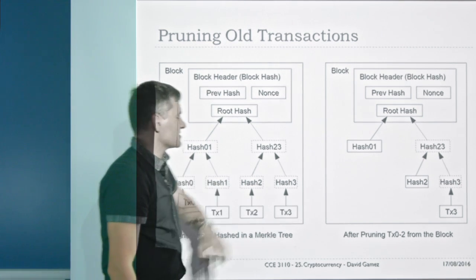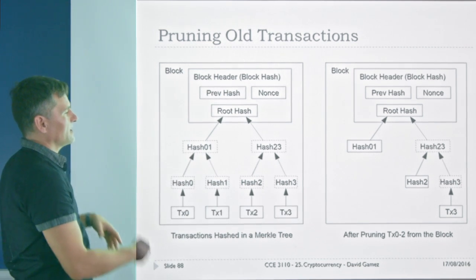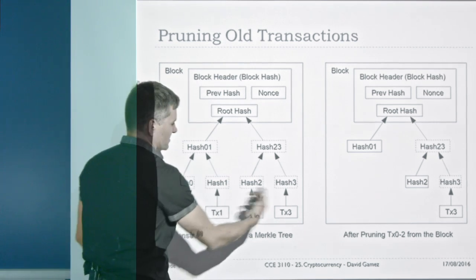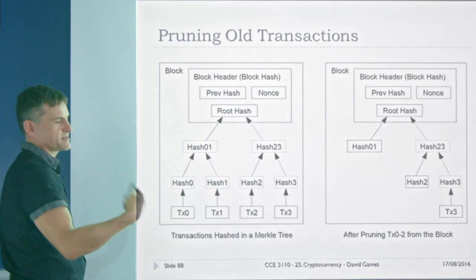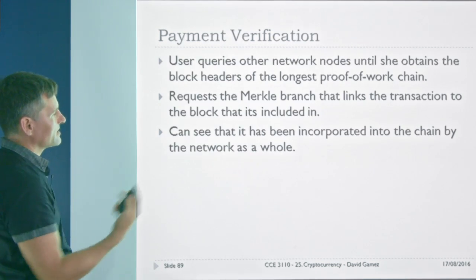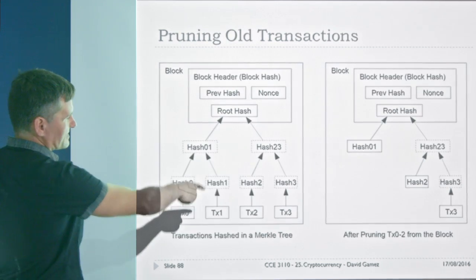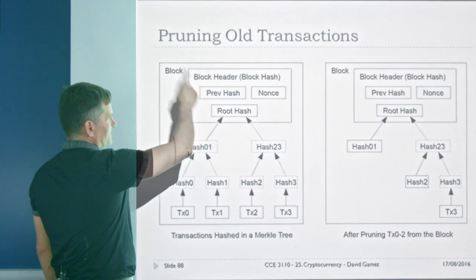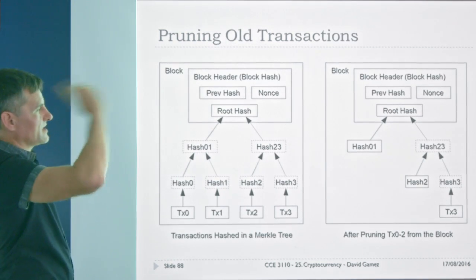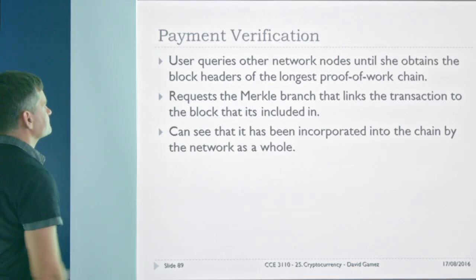And so you can tell that this transaction has been included in the blockchain, and therefore that it's a valid transaction that's not spending money that doesn't exist in Alice's account. So he can be pretty confident that if he finds this in the Merkle branch of a block that's been incorporated into the chain, that transaction is valid.